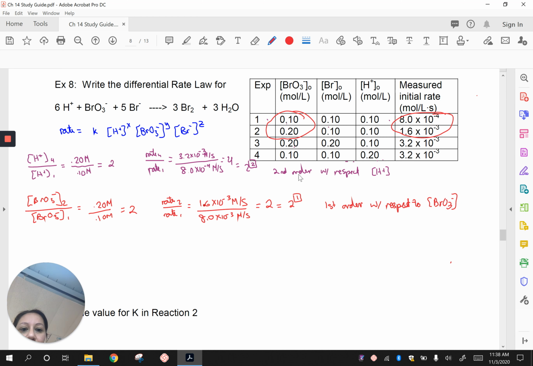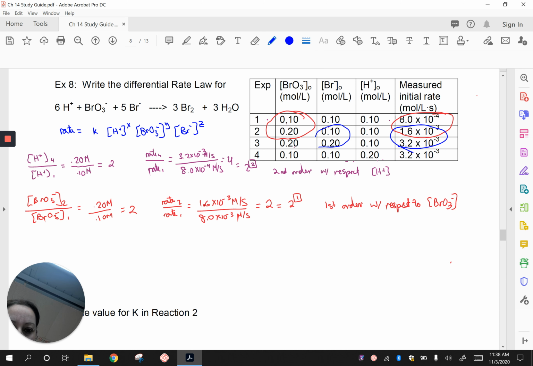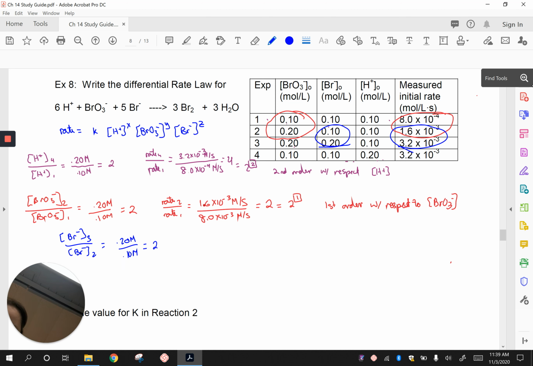Okay, let's now look at the bromide ion concentration. We're going to pick two experiments where the bromide is changing, but the bromate and the H plus are remaining the same. I think if we pick experiments 2 and 3, that would get us there. My bromide is changing, but my other two are remaining the same. So I'm going to do the same thing. My bromide ion concentration for experiment 3 over my bromide ion concentration for experiment 2 is 0.2 molar over 0.1 molar, which is equal to 2.